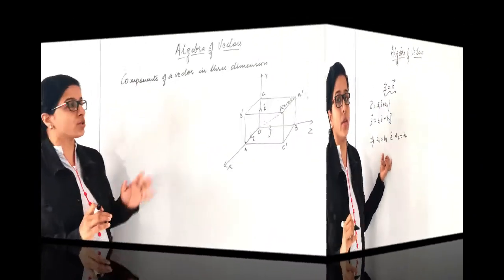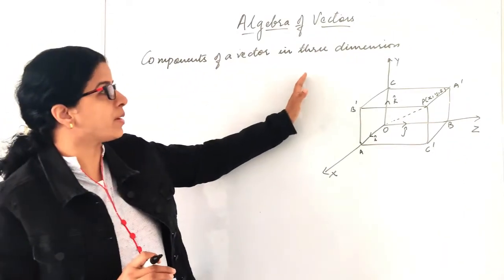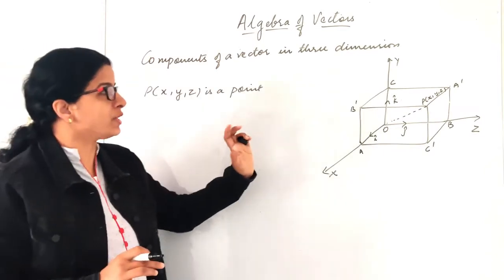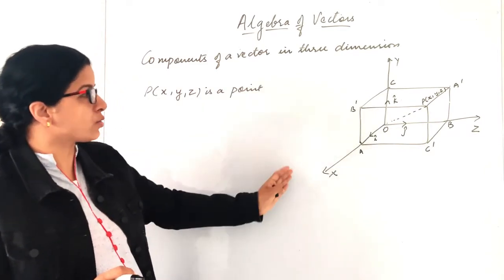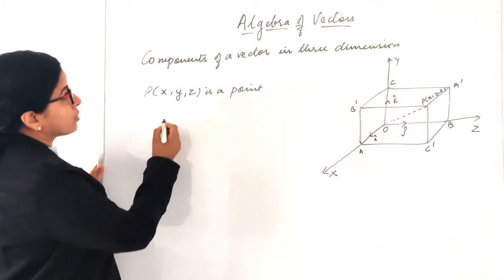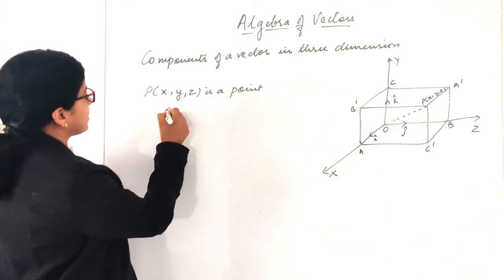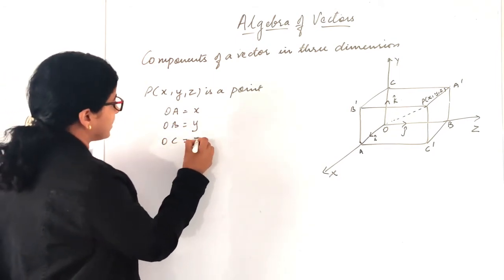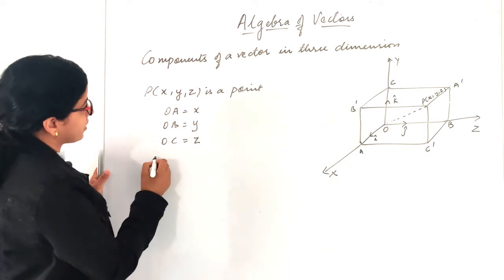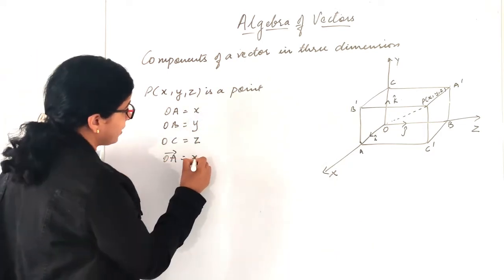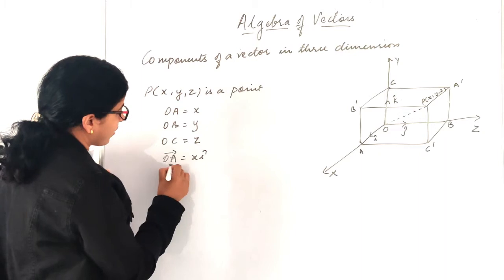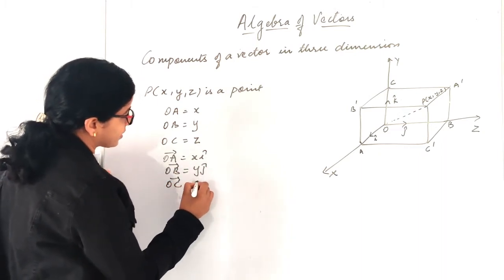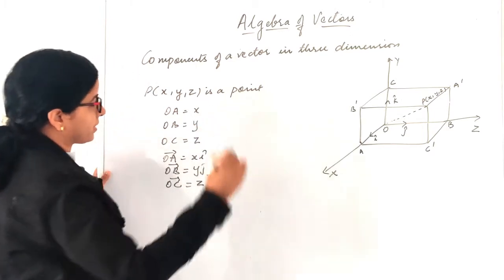Is that clear? Now let us check components of a vector in three dimensions. As we can see in the figure, P(x, y, z) is a point in space with reference to the coordinate axes Ox, Oy and Oz, right? So I can write OA as x, OB as y and OC as z. Along the x-axis the vector component will be xi, along the y-axis it will be yj, and along the z-axis it will be zk, right?